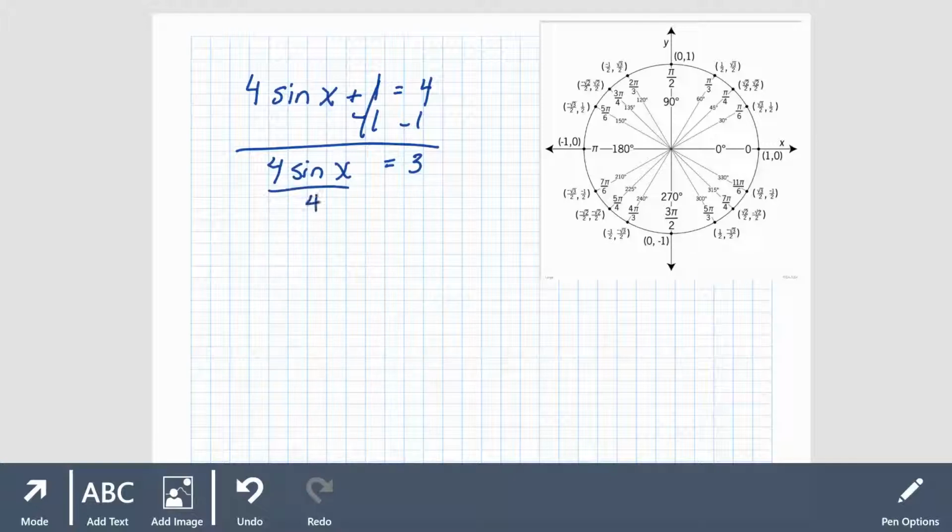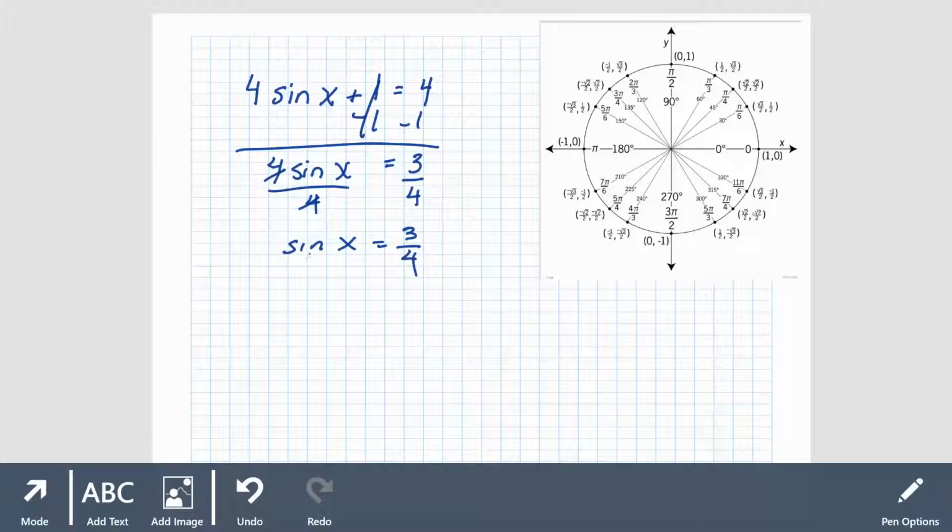Then I want to divide by 4, and what this is going to do at this point is it gets our trig function by itself, and I have sine of x equals 3/4 or 0.75 if you prefer. Now, 0.75 does not happen to be one of my standard unit circle values, which means that when I want to try to identify what angles make this equation true, I'm going to have to use my calculator.